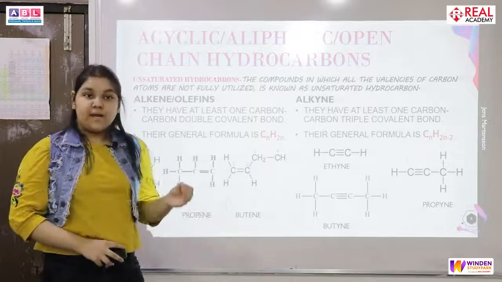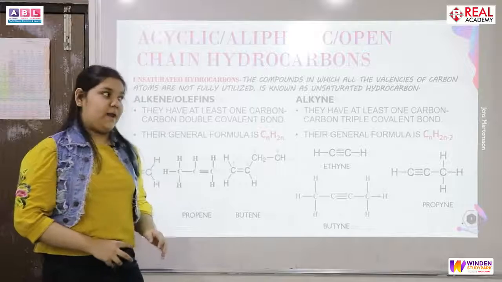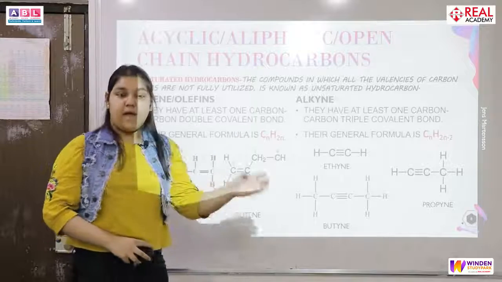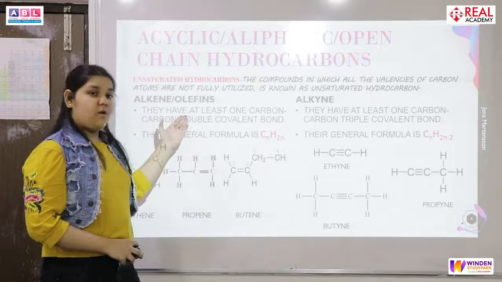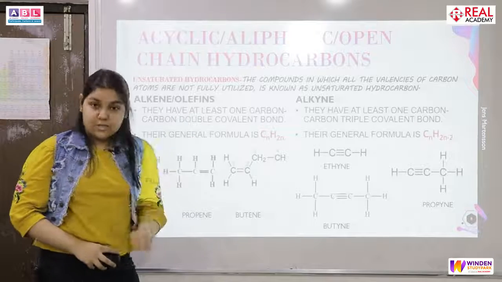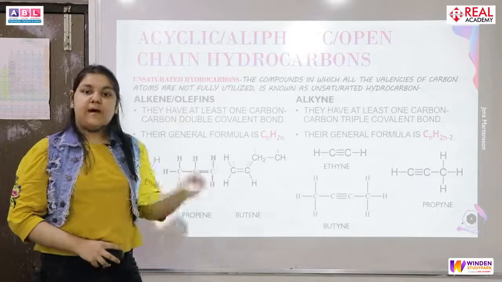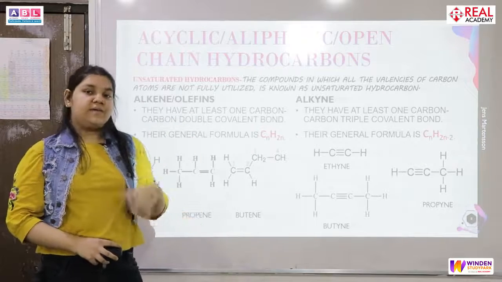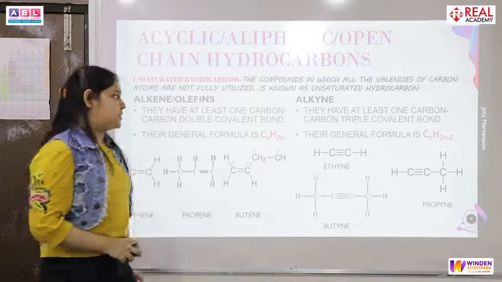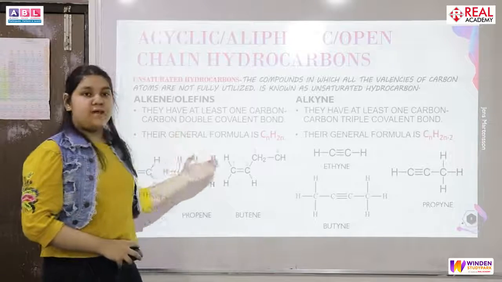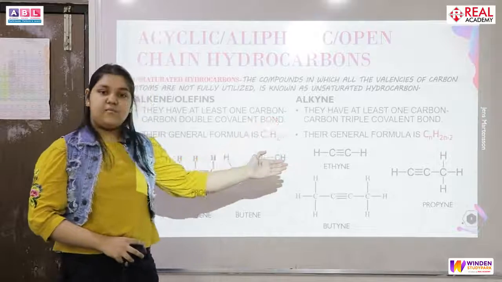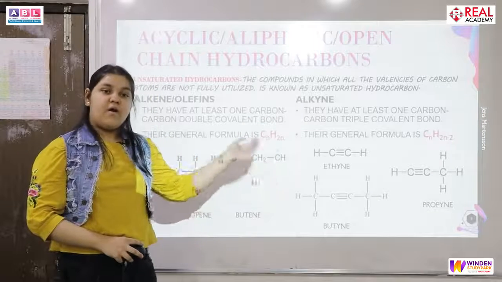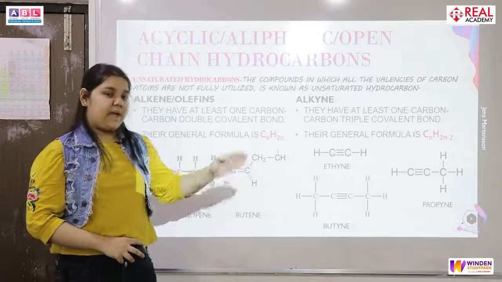Alkenes have at least one carbon-carbon double covalent bond. Alkynes have one carbon-carbon triple covalent bond. Now why are alkenes also known as olefins? Because the first member of the alkene family reacts with halogen to form oily products. And their general formula is CnH2n, and for alkynes the general formula is CnH2n-2.